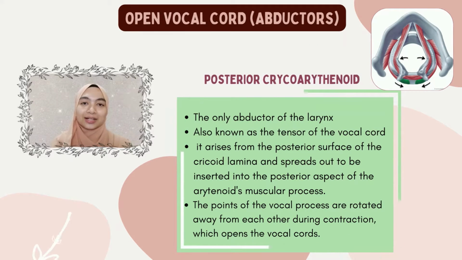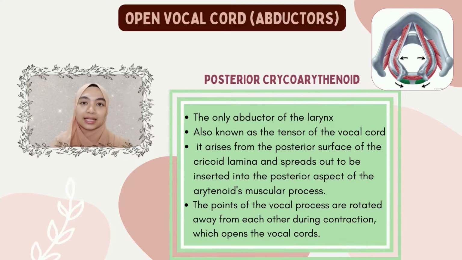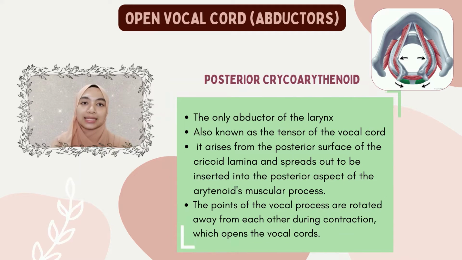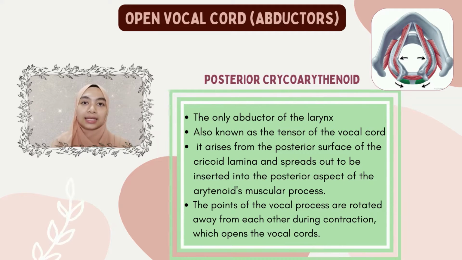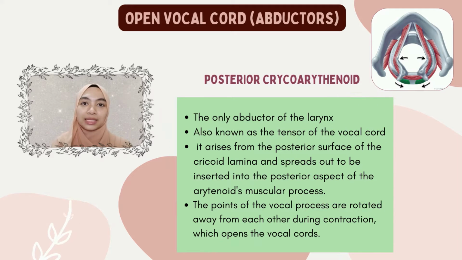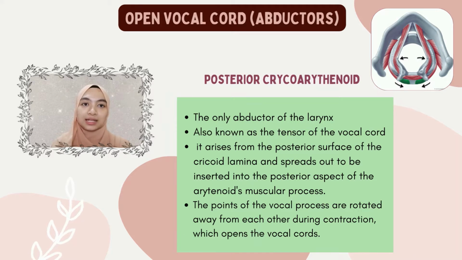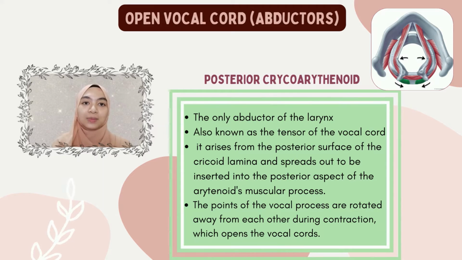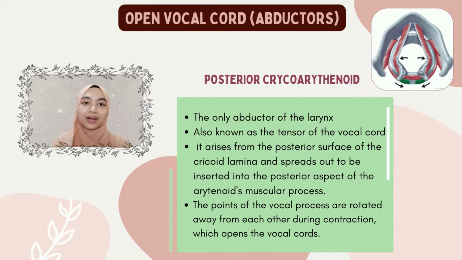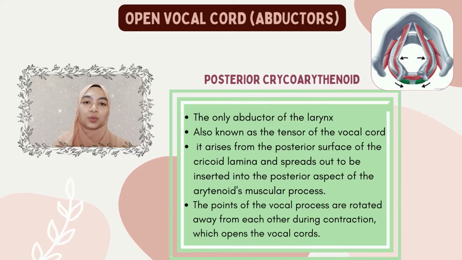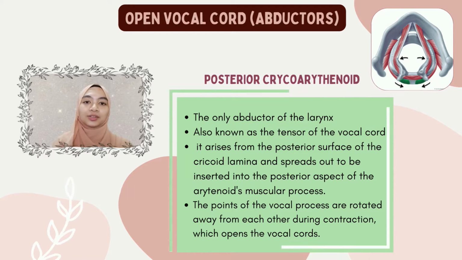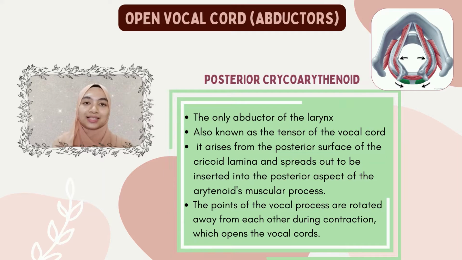Posterior cricoarytenoid is the only abductor of the larynx, and it is also known as the tensor of the vocal cord. It arises from the posterior surface of the cricoid lamina and spreads out to be inserted into the posterior aspect of the arytenoid's muscular process. The points of the vocal process are rotated away from each other during contraction, which opens the vocal cords.